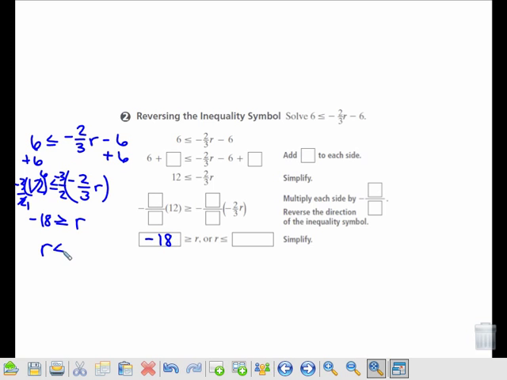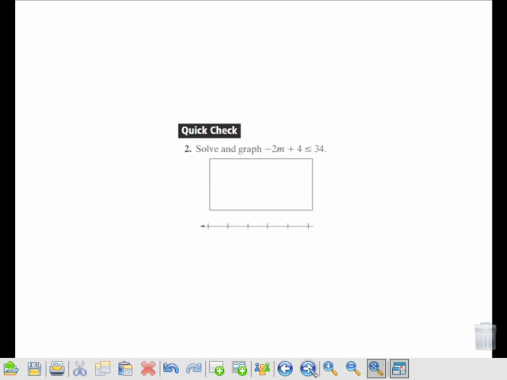Or if you want to rewrite the whole thing with your variable first, you just do a mirror image of it. So you flip the whole thing around and r is less than or equal to negative 18. So once again on this one, I want you to solve it first and graph it. And then come back and see if you did it correctly.